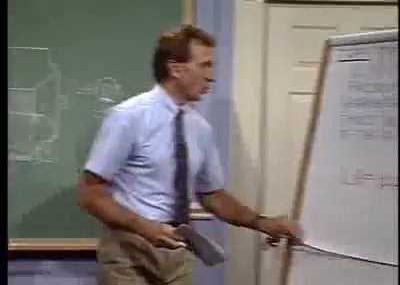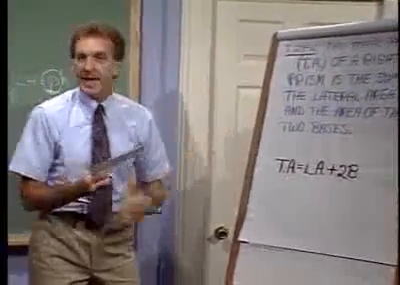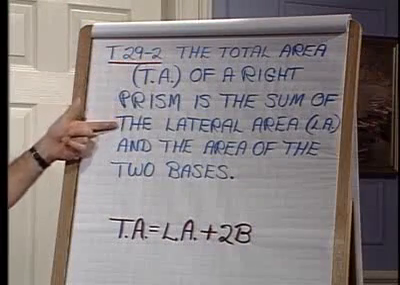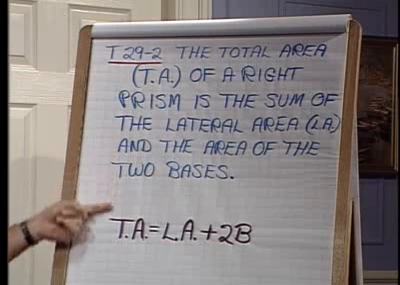Okay, how about the total area of a right prism? The total area naturally would just add on the top and the bottom sides, you know, the two bases. So the total area is the sum of the lateral area that we just found, and then let's add on the area of the two bases.